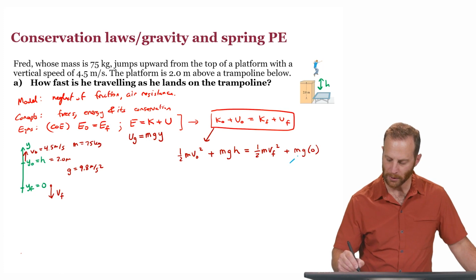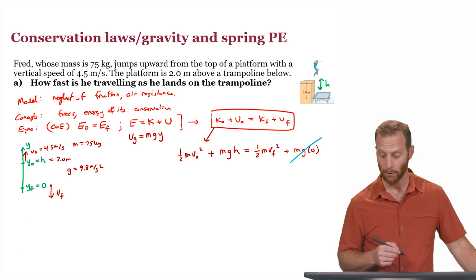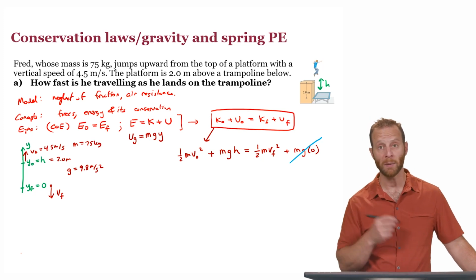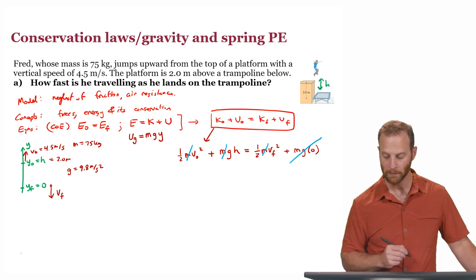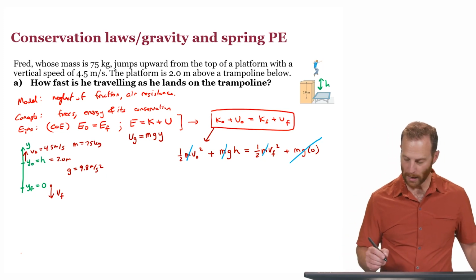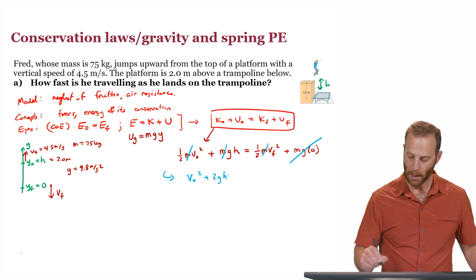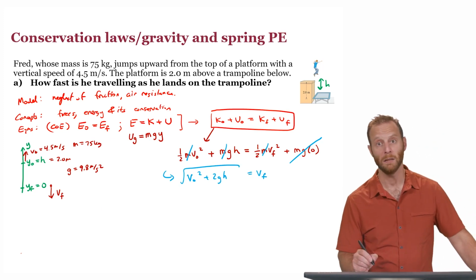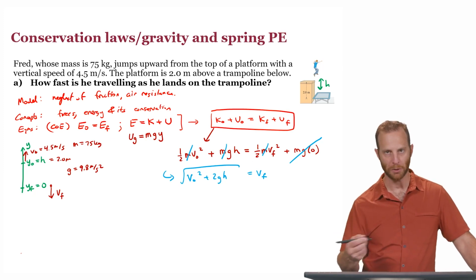Notice that, yes, this term vanishes because that's 0, but there's a mass term in each of those terms in that equation. We can divide by m everywhere. In other words, that mass cancels from the analysis. We could multiply through by 2 and take a square root. What that's going to tell us is that the square root of v naught squared plus 2gh should give us the final speed. So the velocity would be plus or minus that, but the speed is just the magnitude.